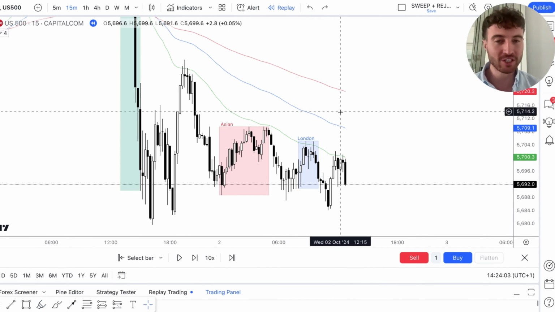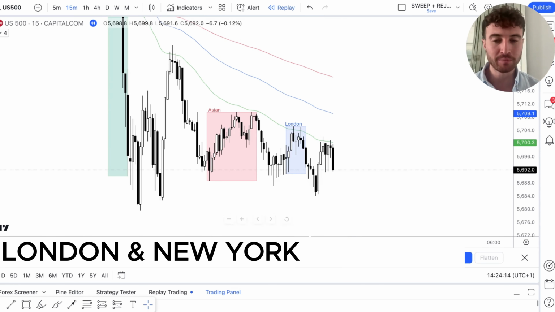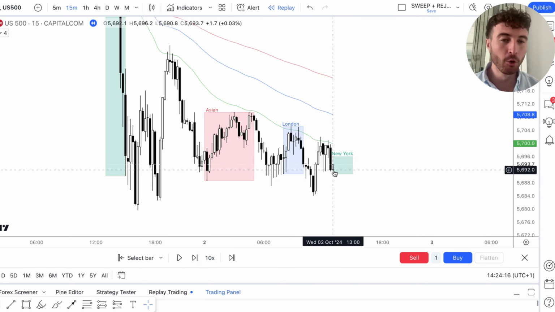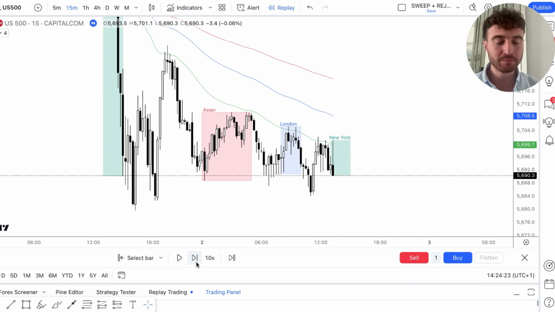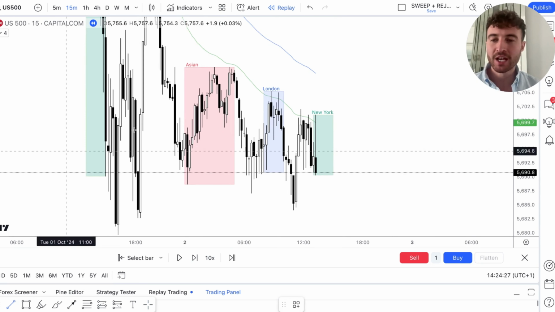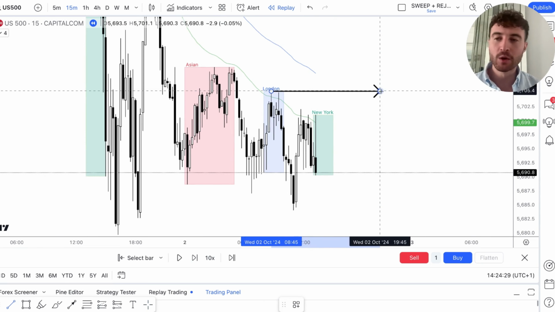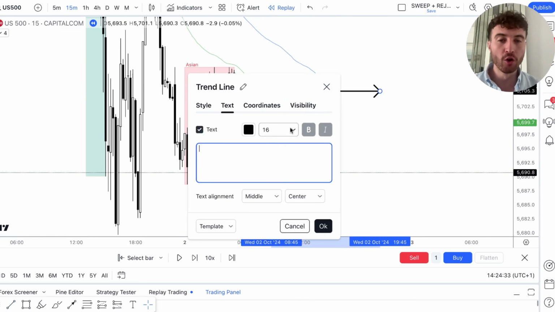So now let's break this down. We understand that our directional bias is to the short side, so we're only looking for shorts during our kill zones, the London and New York session. You can see we are entering into the New York session right here, which is 1 p.m. GMT up until 3 p.m. GMT. Let's zoom in slightly here. We have a range high and a range low, which has already been swept below the London session.